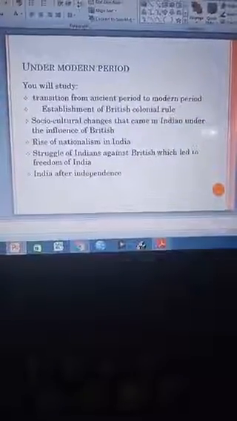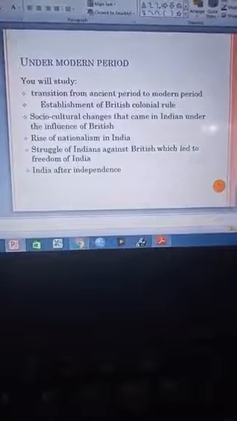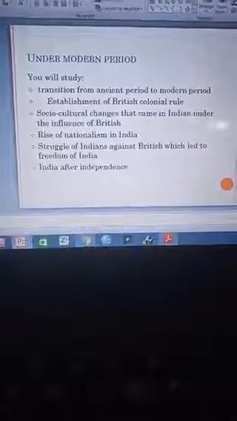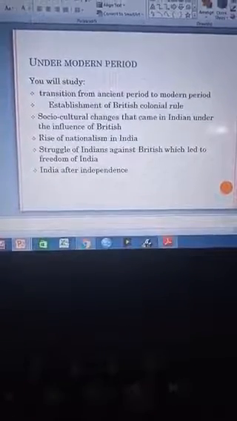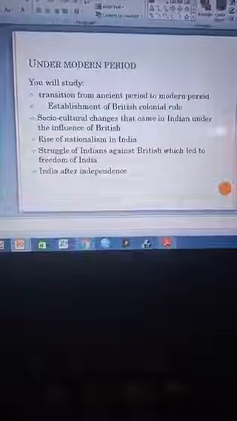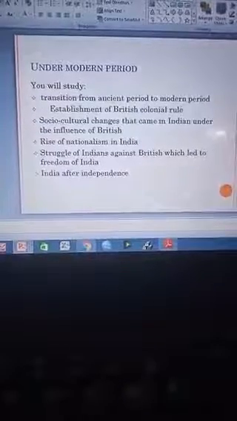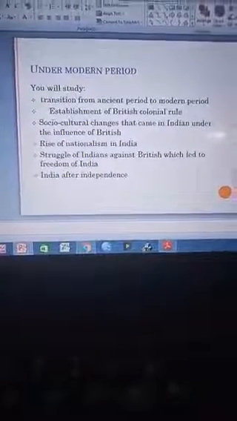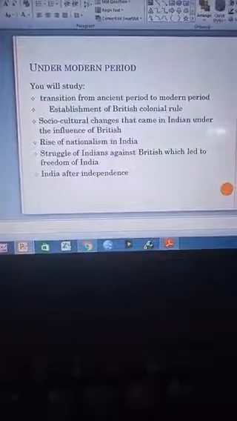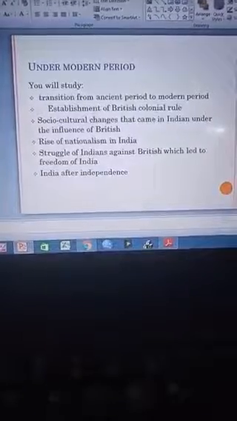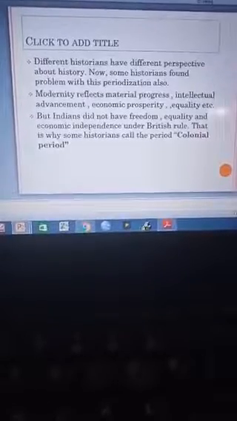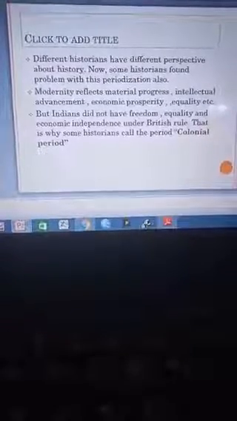In this period, you will study about transition from medieval period to modern period. You will learn how Britishers who came to India as a trading company could rule over India. You will learn about socio-cultural changes that came in India under the influence of British. You will learn how the feeling of nationalism grew among the Indians. You will learn struggle of Indians against British which led to freedom of India, and you will learn the condition of India after independence.